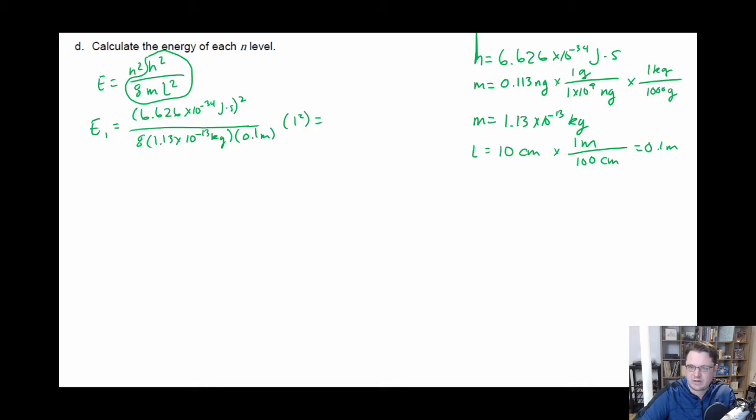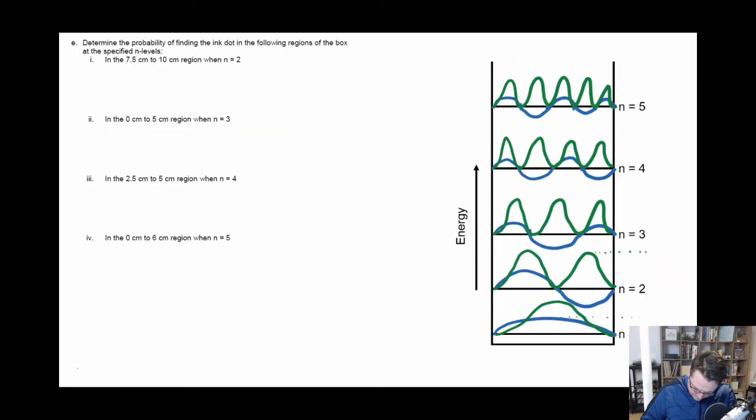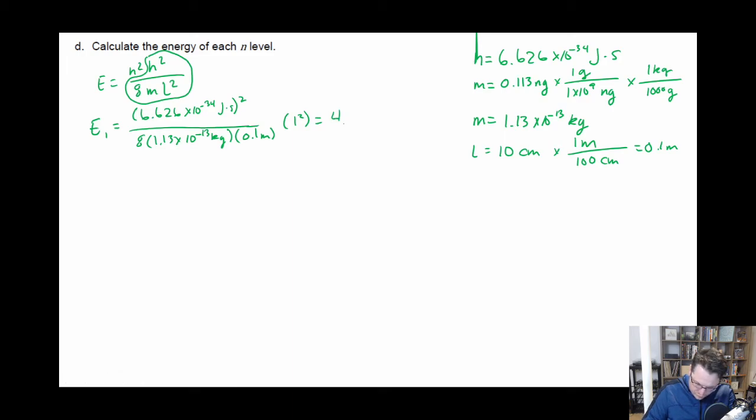Let me make sure that that's what I have here. Something is slightly different. Oh, I forgot to square the length again. There we go, now it's in negative 53. So we got 4.87 times 10 to the negative 53 joules. That's the energy level for n equals 1.